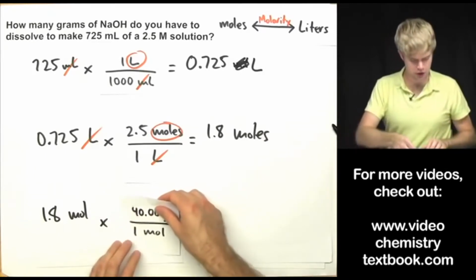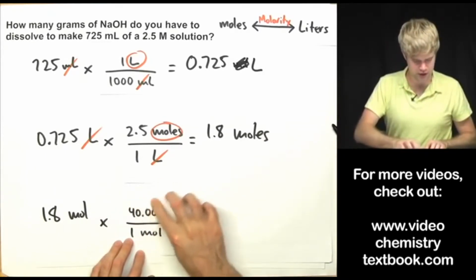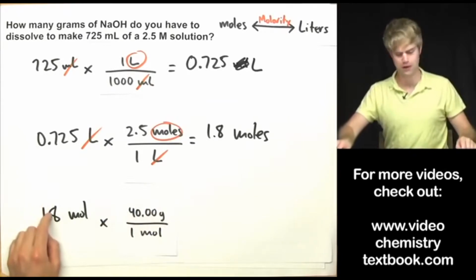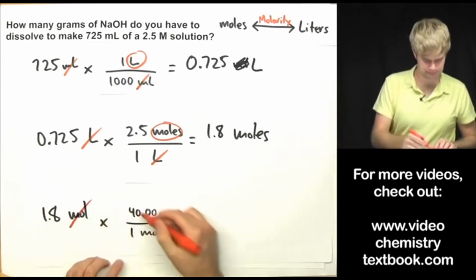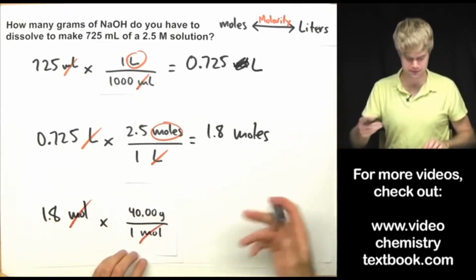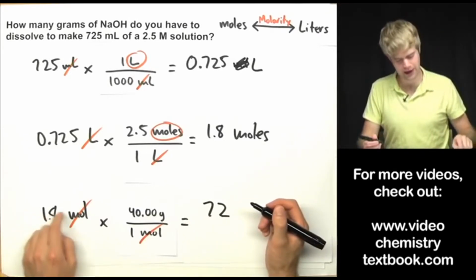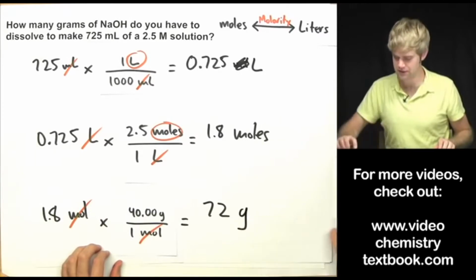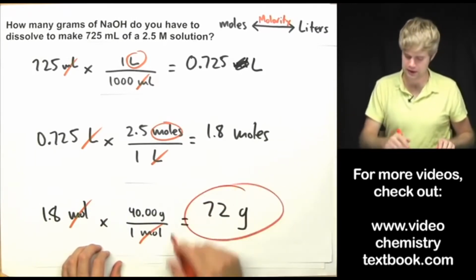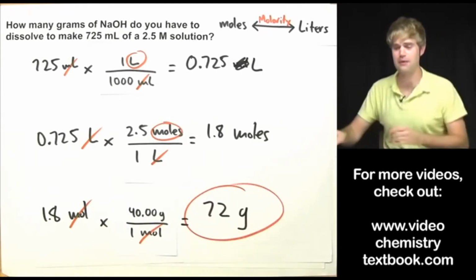I know that each mole of sodium hydroxide weighs 40 grams, so if I have 1.8 moles of those, I'll do that times 40 grams. 1.8 times 40 equals 72 grams, and that's how we get that final mass.